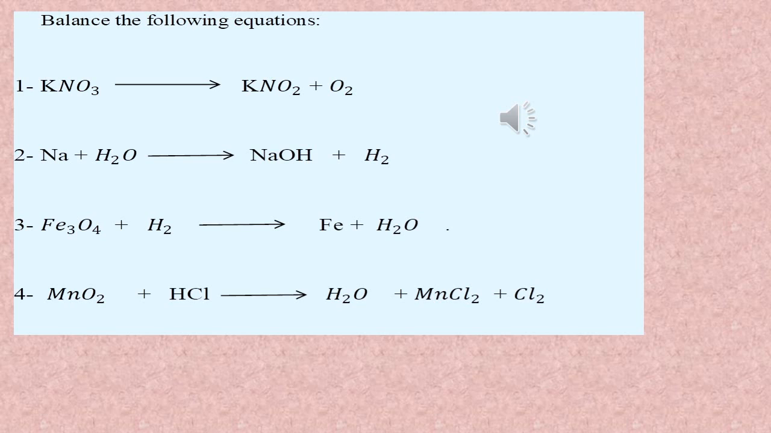Okay, so the number of hydrogen in the reactants equals 4, but in the products equals 2. So I put 2 in front of H2O in the product. Okay, so Mn in the reactant and the product equals 1 atom. O in the reactant and the product equals 2. H in the reactant and the product equals 4, and Cl also equals 4.